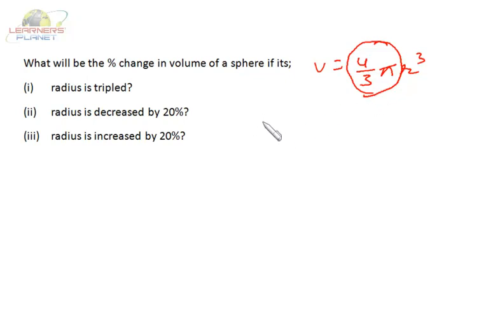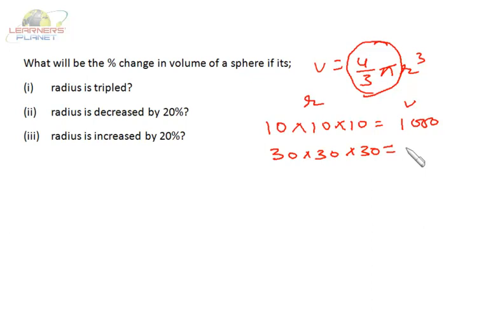Okay. So let's say initial radius is 10. So 10 into 10, 3 times, it is volume. Okay, so it's 1000. It's volume and its radius. Okay. Now if radius is tripled, that means it is 30 into 30 into 30. So the new volume is 3 3s are 9, 3 9s are 27,000. Okay. Now what is the increase? That is from 1000 to 27,000, it is 26,000.